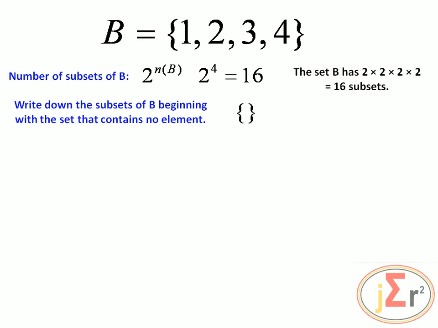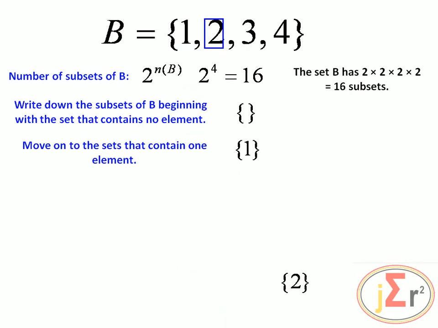So the subset without any element will go first. That is our null or empty set. And then of course we are going to move merrily on to the sets that contain one element each. There we have the first one. There's a second. And of course the set that contains 3 and the set that contains the element 4. So we have exhausted all of the subsets that have one element.